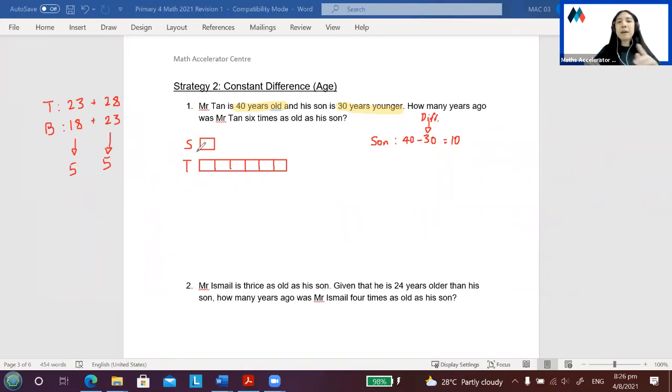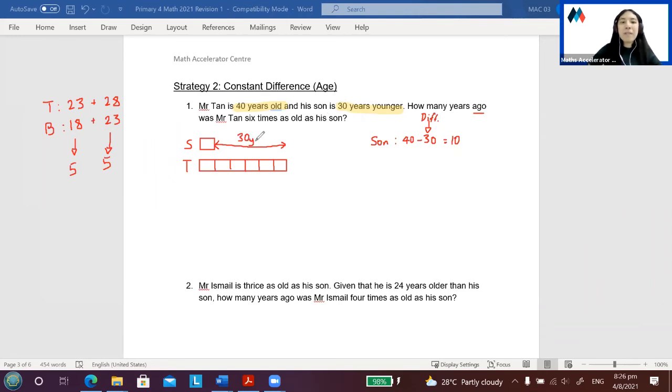Not quite, Janelle, because remember, this is in the past. His son is 10 years old now. Mr. Tan is 40 years old now. But that is not the same in the past, right? The only thing you know in the past is that the difference was 30 years, because the difference is always the same. Yep, Samanya, that's the right answer.